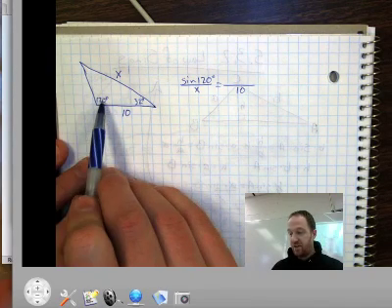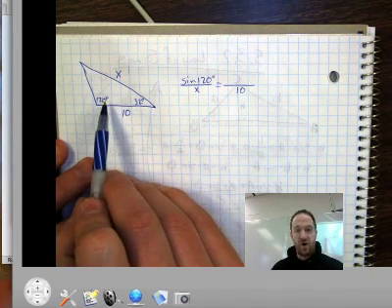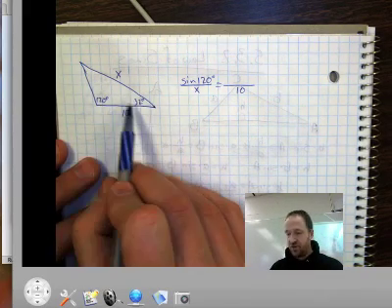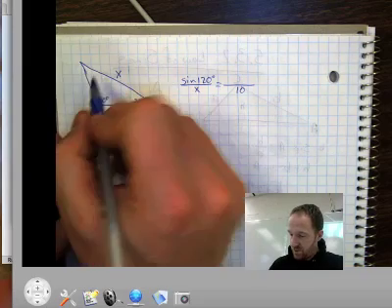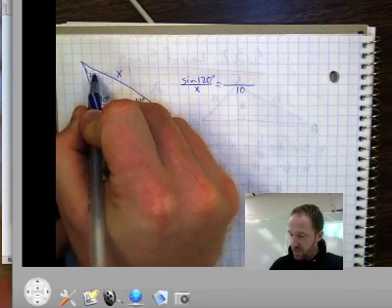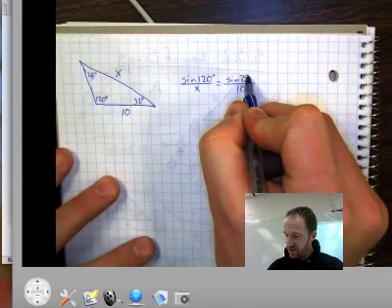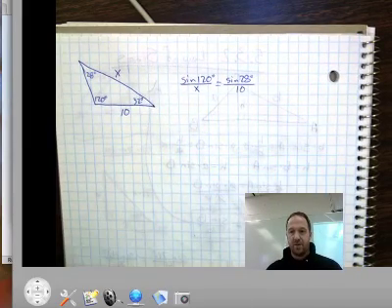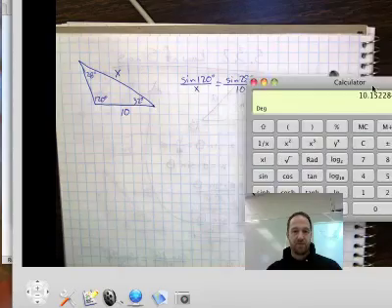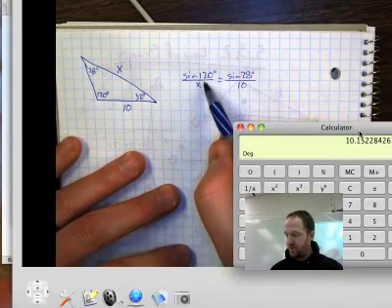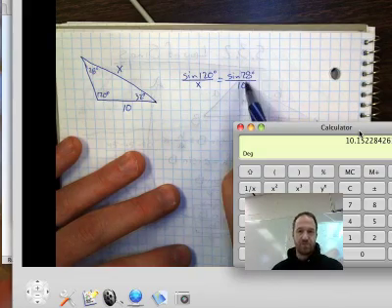Now, fortunately, we do have the other two, so we can take these two away from 180 to get this one that's missing. Let's see, 120 and 32 is 152. Subtract that from 180, and you get 28 degrees. So we should have the sine of 28 degrees on top of that fraction. Remember, this angle and this side have to be opposite each other. And same with these two.